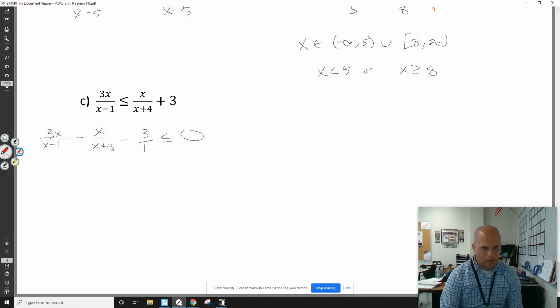Now, a common denominator to be able to combine all of these terms would be x minus 1 times x plus 4. If they all had x minus 1 times x plus 4, we could combine all of them. Which means I need to give this guy the other's denominator. I need to give this guy the other's denominator. I need to give this guy both.